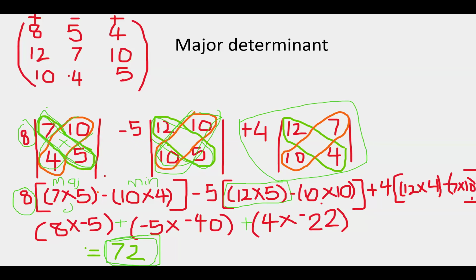So for those of you who haven't understood, kindly write your questions down. There shall be a question segment. I just wanted any questions for this particular step because it's very crucial in understanding Cramer's rule. Once you fail to get the major determinant, it's very difficult for you to get your value of X, your value of Y, and your value of Z.